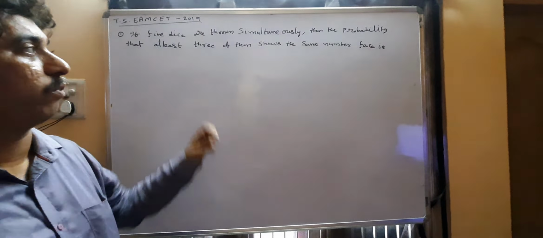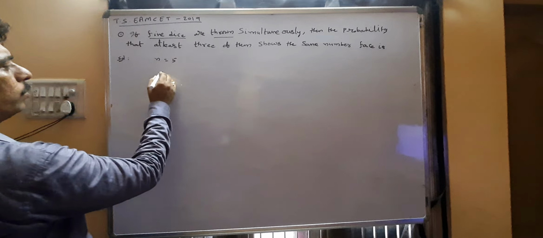If 5 dice are thrown simultaneously, find the probability that at least 3 of them show the same number. I will take n equal to the number of dice, that is 5.